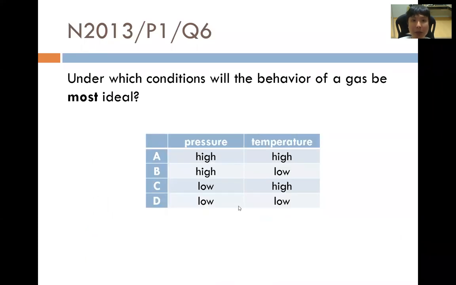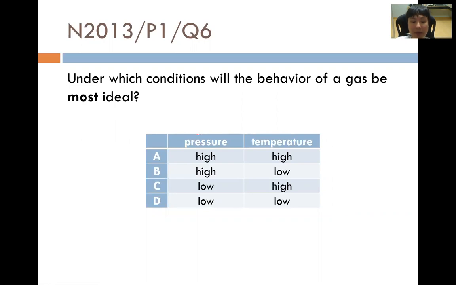So the first question, November 2013, paper 1, question 6. Under which conditions will the behavior of a gas be most ideal? In order for a gas to be most ideal, we want the particles to be the most separated, because if they are, the intermolecular forces of attraction between the particles will be minimal, which fits the assumptions of the ideal gas to the largest extent. So we want the particles to be further separated.